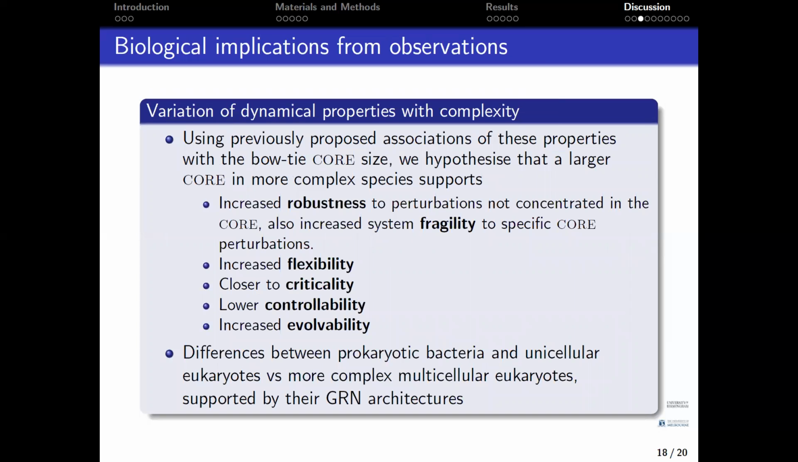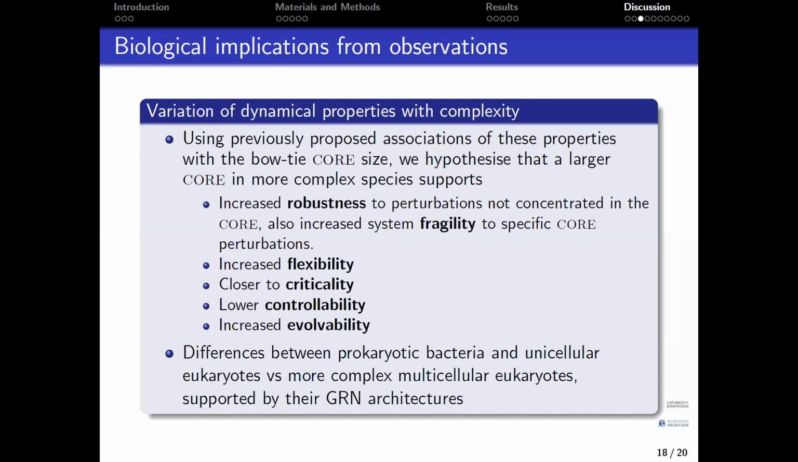So using previously proposed associations of these properties with a bow tie core size, we hypothesize from our observations that a larger observed core in more complex species gives them increased robustness to perturbations not concentrated in the core, but at the same time, increased system fragility to specific perturbations concentrated in the core. It gives the system increased flexibility and moves it closer to criticality. But this comes at the cost of lower controllability. And in the long term, this gives the system increased evolvability.